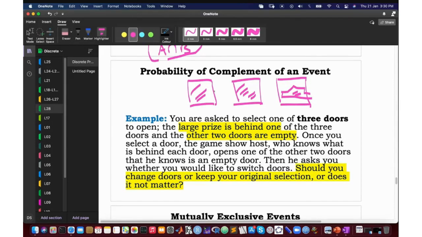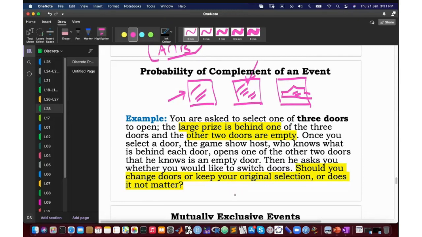Okay, so let's say you randomly pick a door. I don't know, whichever you pick. Let's say you pick the first one. Then the host reveals one of the other doors. Since only one door contains the car, there is at least one door which is empty. So he opens this door for you and shows you that this door is empty. Now he gives you an option to switch your door. The question is, should you change the door, or should you keep your original selection, and does it matter or not?